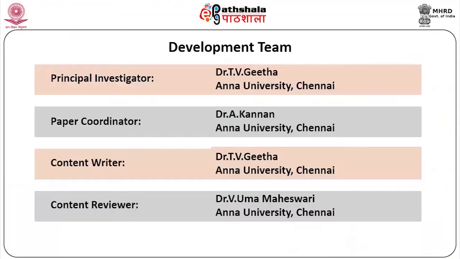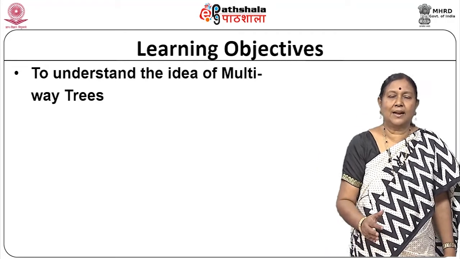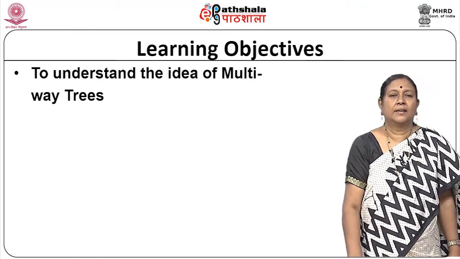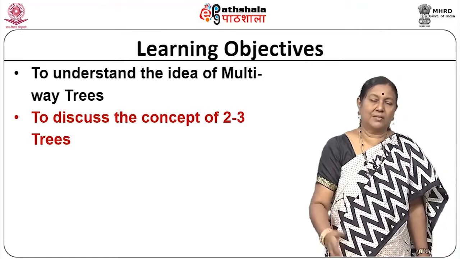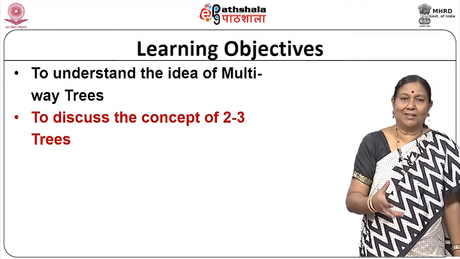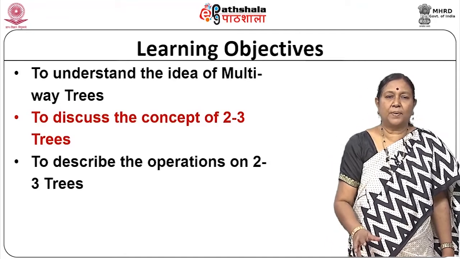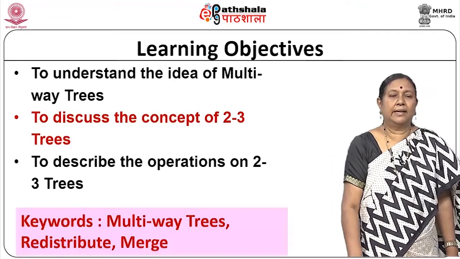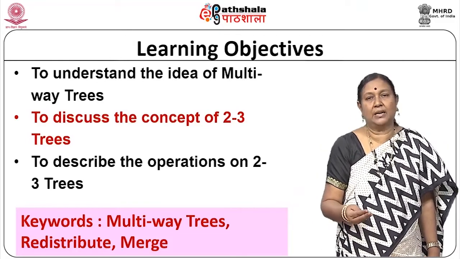These are the people responsible for the development of this module, and now let us look at the learning objectives. The learning objectives of this module are to understand the idea of multi-way trees, and to discuss what 2-3 trees are, because this is the first time we are looking at balance. It is actually balanced multi-way trees. Then we will describe the operations on 2-3 trees. The keywords are: multi-way trees, redistribute and merge.